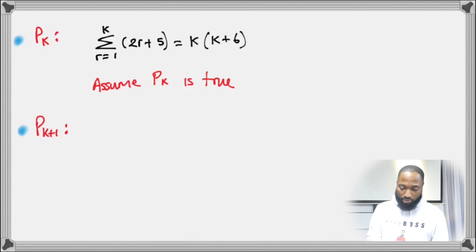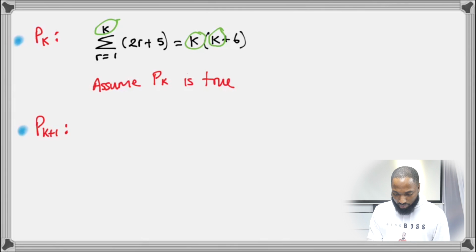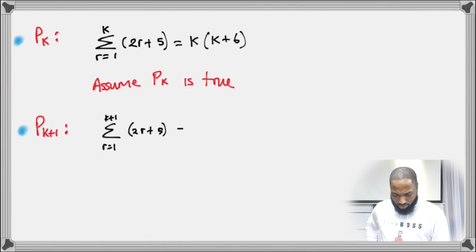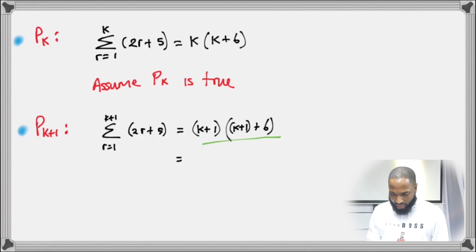So let's talk about PK plus 1. So I guess we're going to do the same thing. K plus 1 there, K plus 1 there, K plus 1 there. Already seen the K plus 1 plus 6. Remember I tell you, that thing is always happening. All right, so K plus 1 plus 6. So we can see that this is going to be K plus 1 by K plus 7.